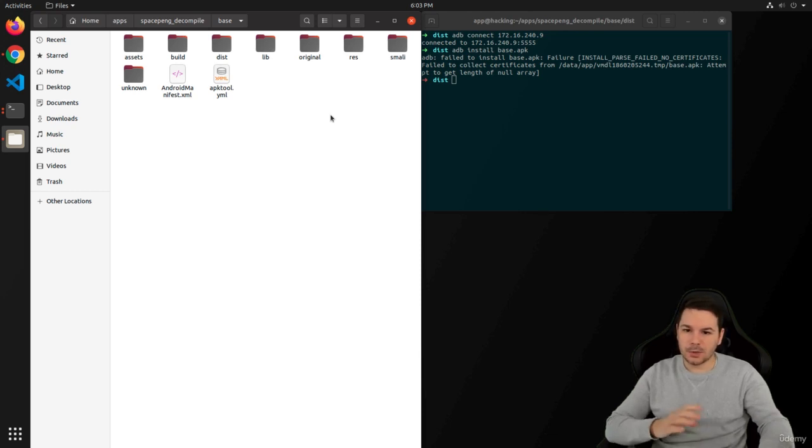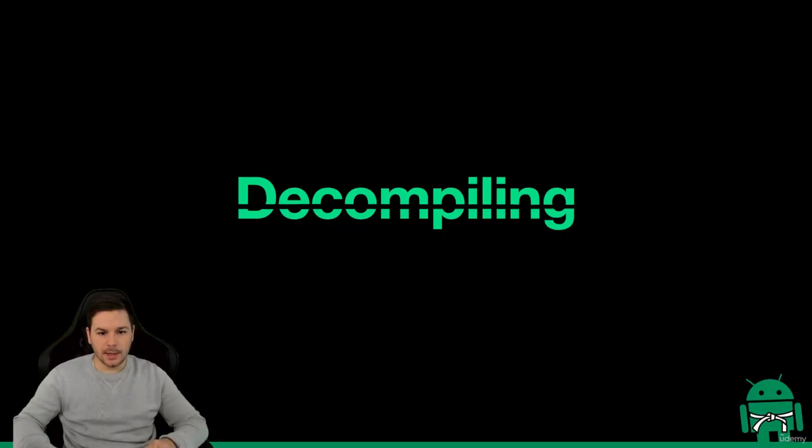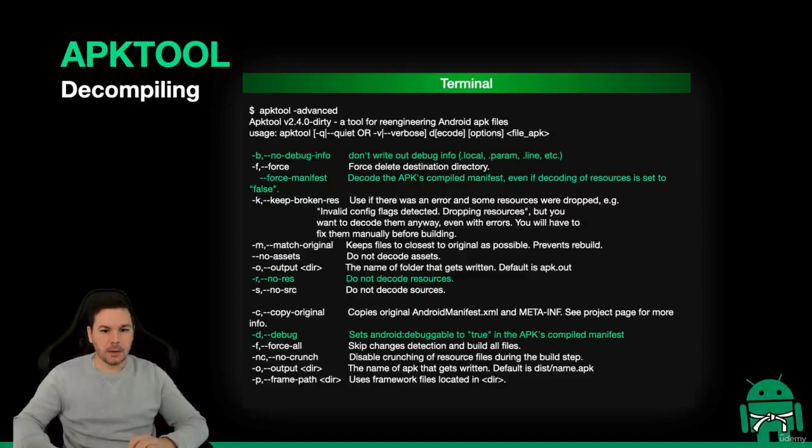Okay, let's switch back to the presentation, wrap this up really quick, and then we go into the next section, which is the Android manifest XML. In this section we have learned how to decompile and build an application. We have learned the most important features of apktool, which are already listed here. We've also seen the most important options of apktool.